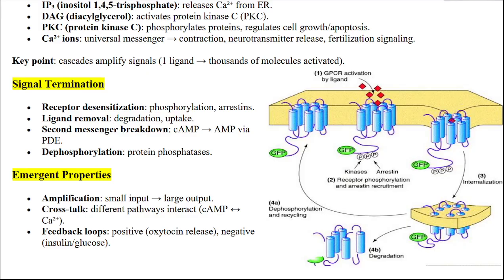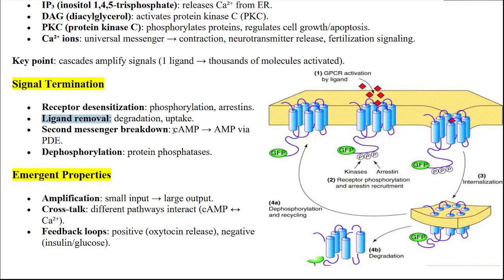It happens at multiple levels, kind of mirrors the activation steps. First, the initial signal, the ligand, needs to be removed. It might be degraded by enzymes in the extracellular space, like acetylcholine being broken down, or it might be taken back up by the signaling cell or surrounding cells, or it might simply diffuse away. Okay, get rid of the trigger.